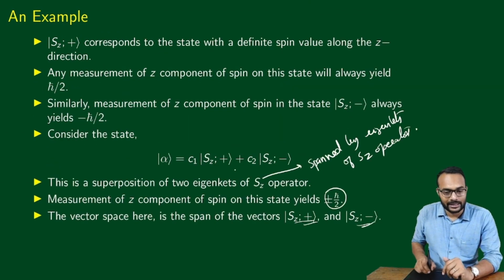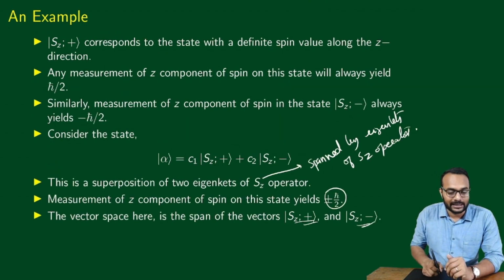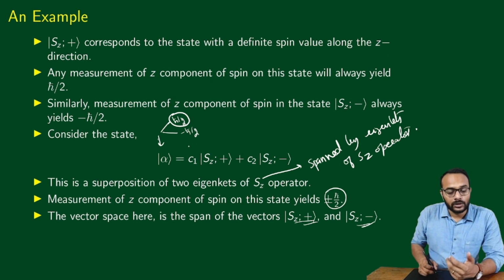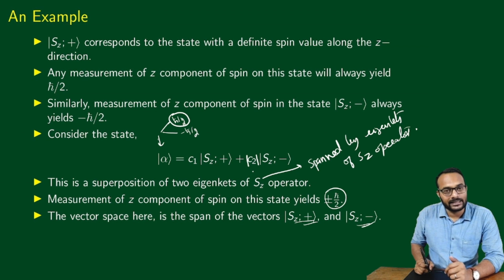So let's look at the state again. The postulate says that if you are measuring the z component of spin in this state, you will get the two possibilities, plus h cross by 2 and minus h cross by 2. The probability for getting plus h cross by 2 is proportional to modulus C1 square, the modulus square of the expansion coefficient that appears here, right? Also, the probability for measuring minus h cross by 2 is the modulus square of this expansion coefficient. This is the Born rule, or this is how we calculate probabilities.